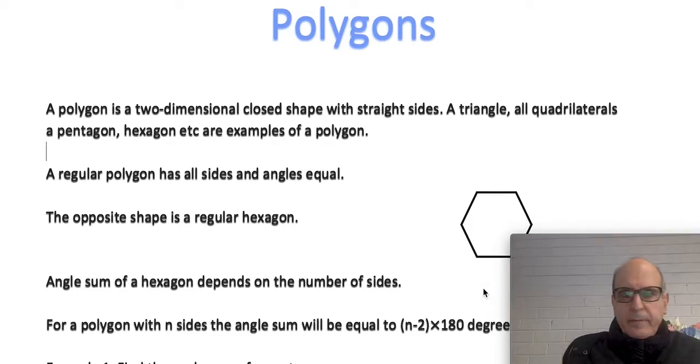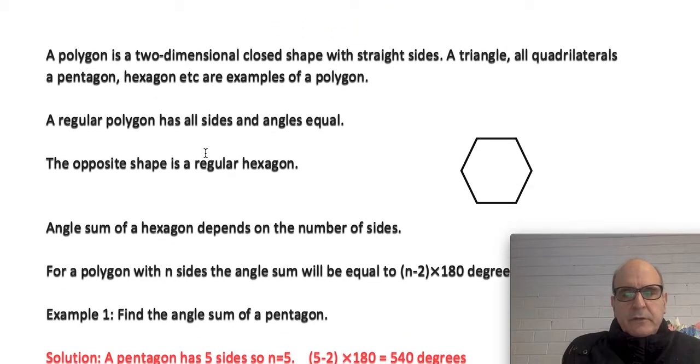Hello. This lesson is about polygons. What is a polygon? A polygon is a two-dimensional shape which is closed and all of its sides are straight lines. So a triangle, all quadrilaterals, a hexagon, a pentagon, all are examples of a polygon.